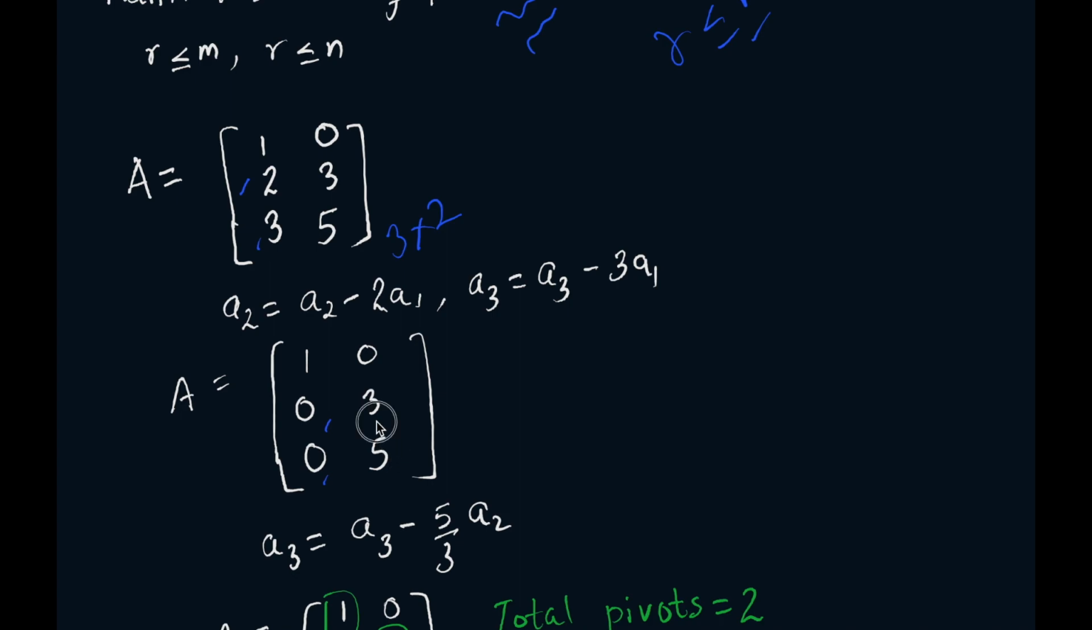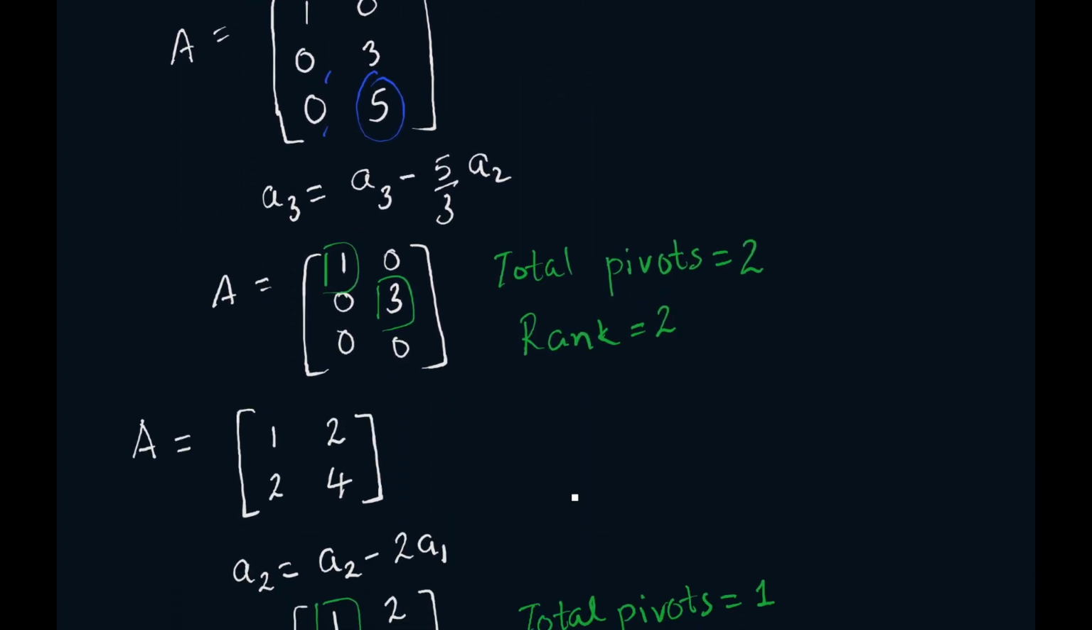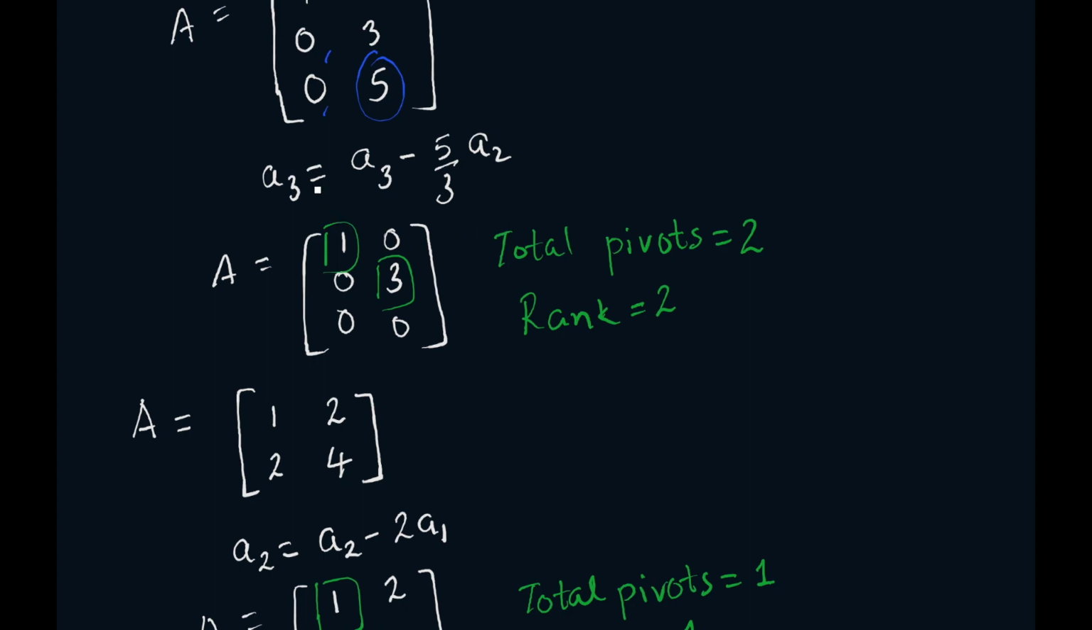Now we can make this portion also 0 using this 3. So our next operation is A3 equals A3 minus 5 by 3 times A2. Here we see that we have made this portion 0. So our matrix becomes 1 0 0 3 0 0. Here we see that we have two pivots, this 1 and this 3. So our total number of pivots is 2 and our rank is also 2.